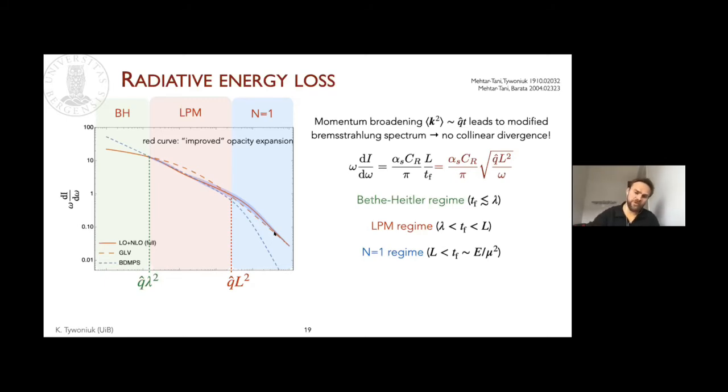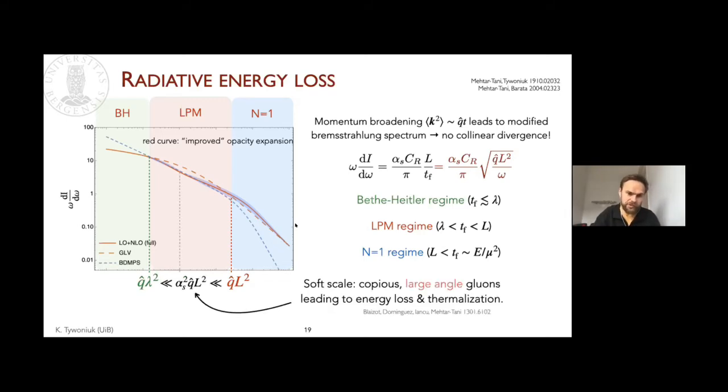But basically in this regime, when the energy is above this maximal formation time, the maximal gluon energy, which sits in the numerator of the square root here, q hat L squared, then you are scattering effectively off a single scattering center. This is the GLV or N equals one regime.